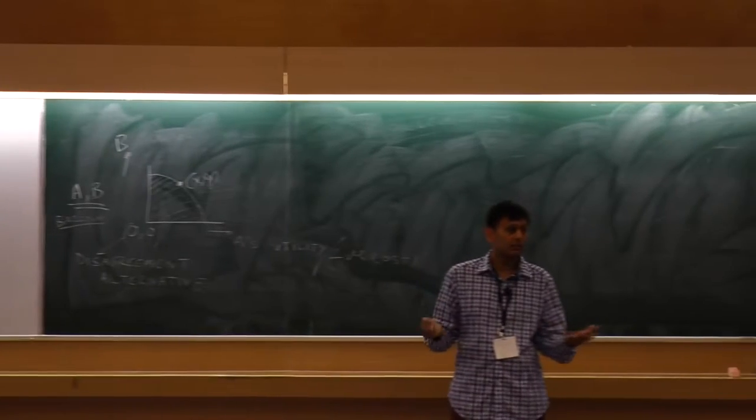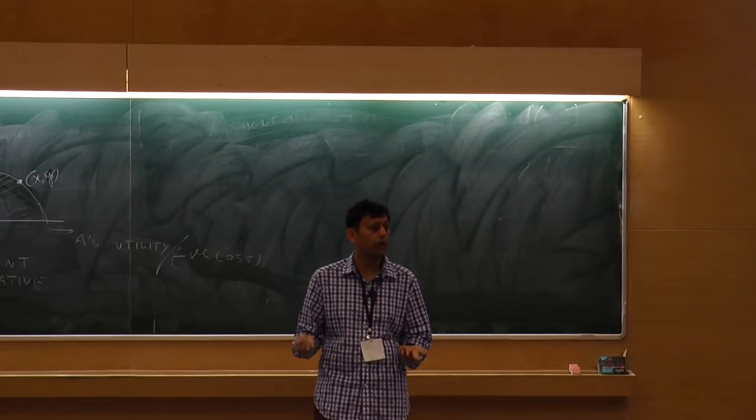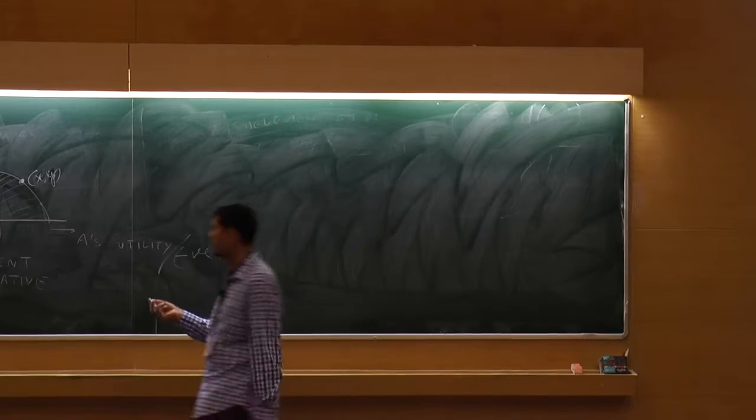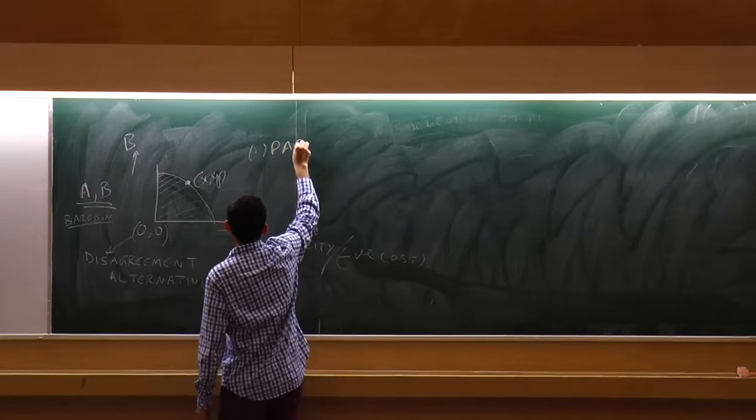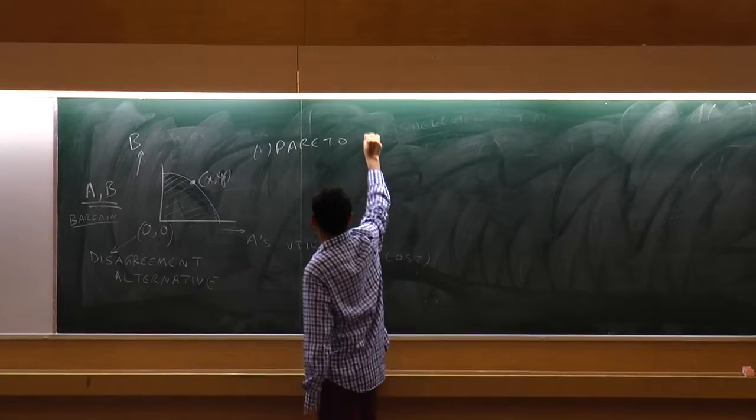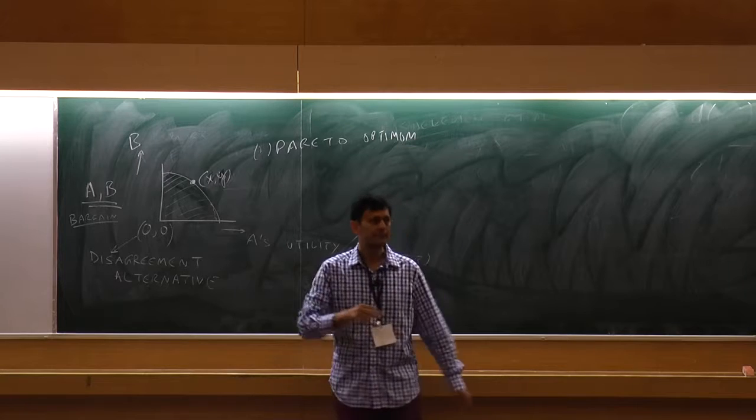So the suggestion here is that maybe a reasonable thing to do is to say that this has to be Pareto optimum. If you were to axiomatize it, you could say that it has to be Pareto optimum. Anything else?